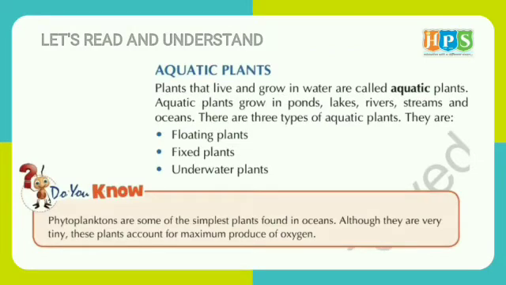Next is aquatic plants. Plants that live and grow in water are called aquatic plants. Aquatic plants grow in ponds, lakes, rivers, streams and oceans. There are 3 types of aquatic plants. They are floating plants, fixed plants, underwater plants.